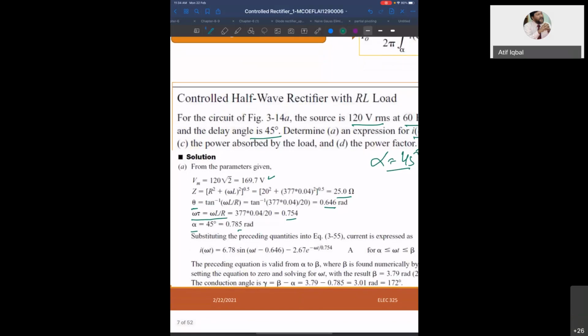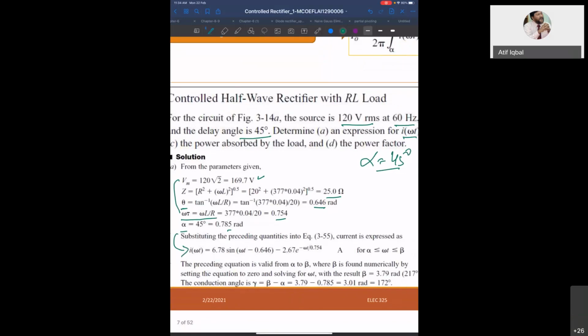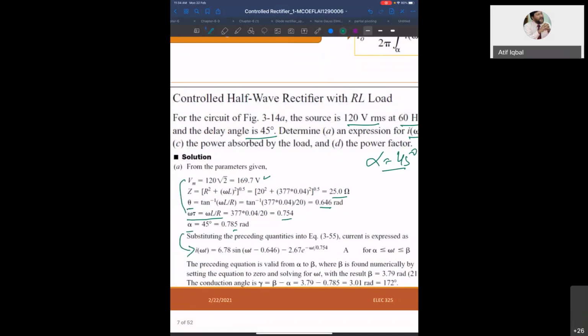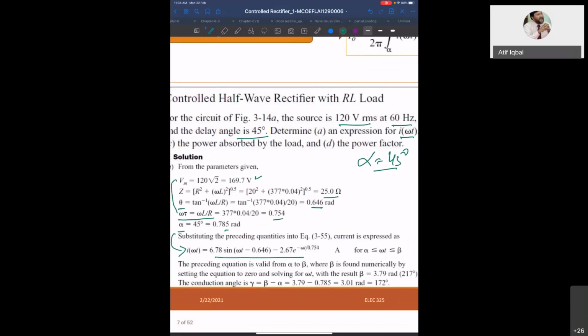Now everything is known. You put it in the current equation. So this is the current equation that is valid from alpha to beta. And in the preceding equation, beta is found numerically by setting the equation to 0 and solving for omega t, with the result beta equal to 3.7.